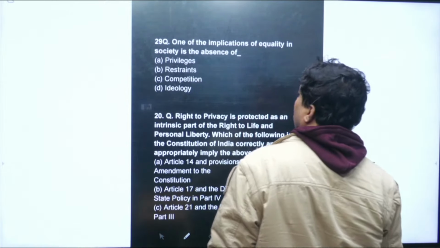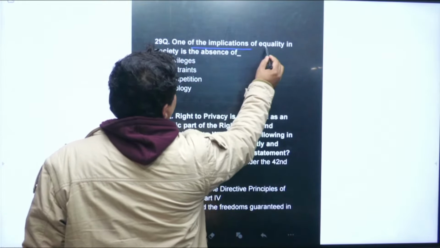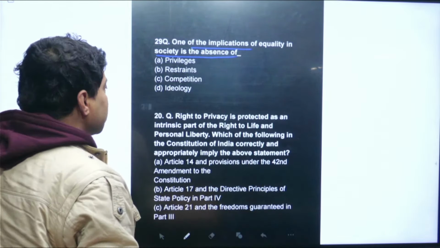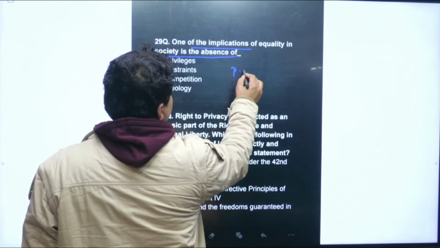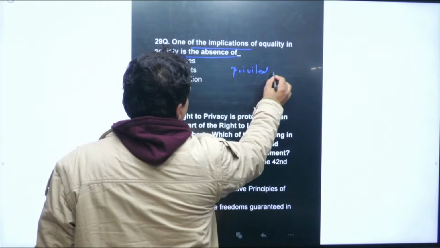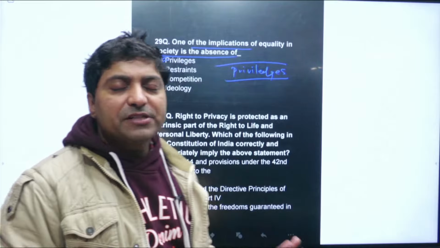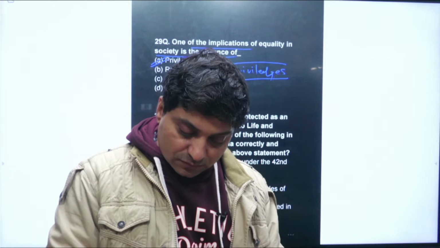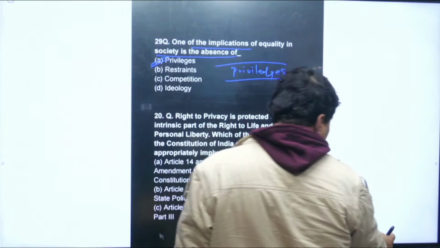Now look at this question on Article 20. One of the implications of equality in Indian society is the absence of restraints, competition, ideology, privileges. There is an absence of privileges, right? There are no privileges on the basis of caste, on the basis of creed, on the basis of ethnicity. All are equal. Fine. Now look at the next question.